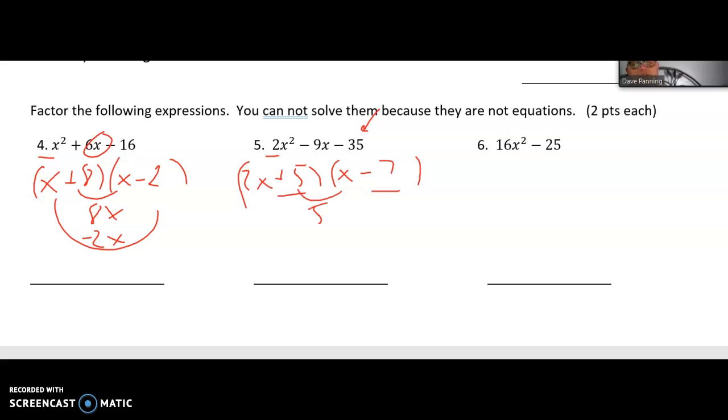And then this is 5x minus 14x, and 5x minus 14x does give me negative 9x. So that's factoring (2x + 5)(x - 7).